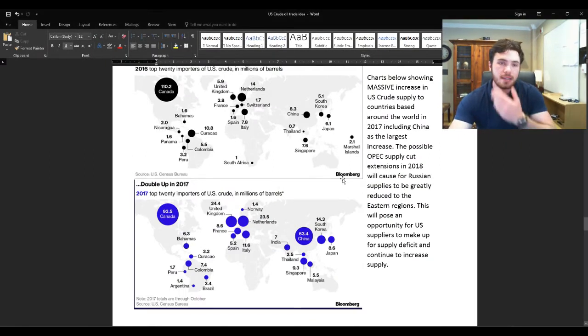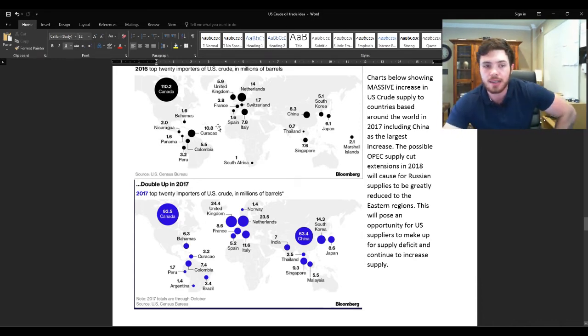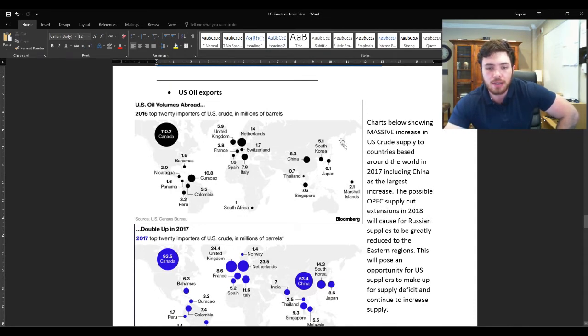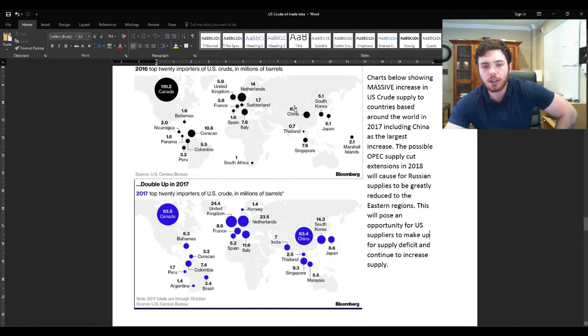But as you can see here, this is export from US crude in millions of barrels between 2016 and 2017. Now, if you look very closely here, you can see that there is a massive increase in the eastern region, the Asian region. Have a look at China. China goes from 8.3 million barrels in exports from the US to 63 million barrels in 2017. Massive increase. Canada fell off just a little bit, but what you can see, South America rose quite a bit. South America actually rose very well.